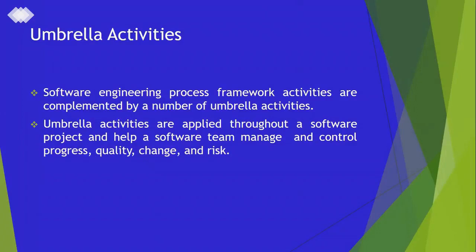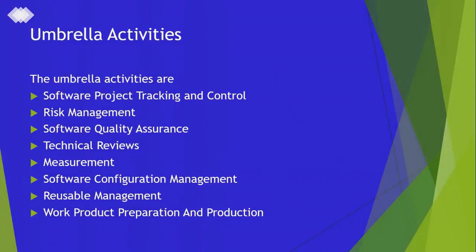Software engineering process framework activities are complemented by a number of umbrella activities. Umbrella activities are applied throughout a software project and help a software team manage and control the progress, quality, change and the risk. The umbrella activities are software project tracking and control, risk management, software quality assurance, technical reviews, measurement, software configuration management, reusable management, work product preparation and production.